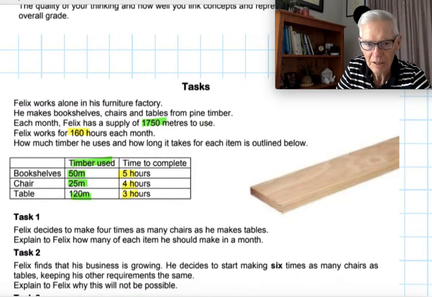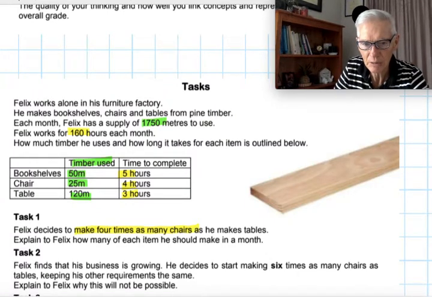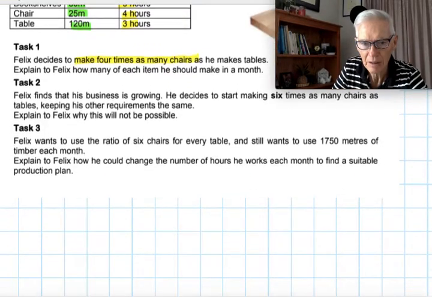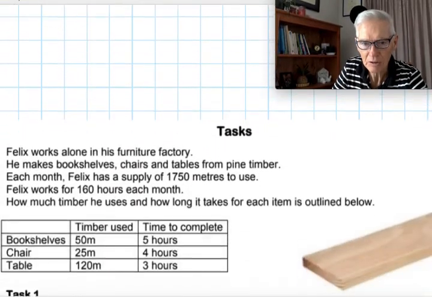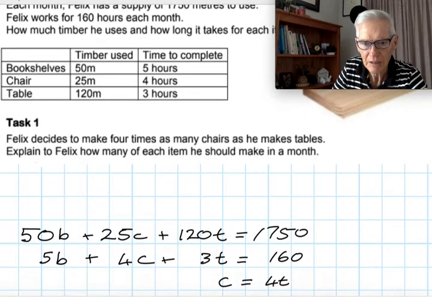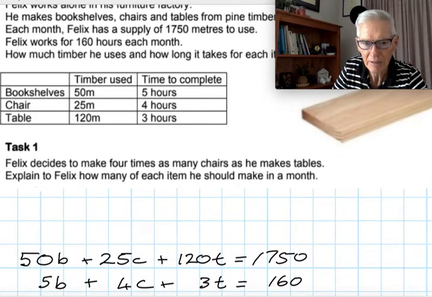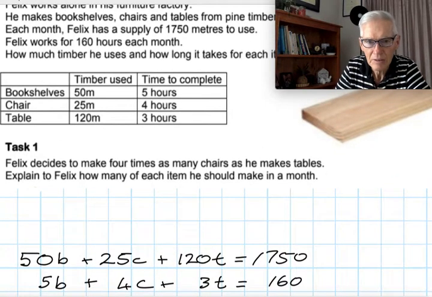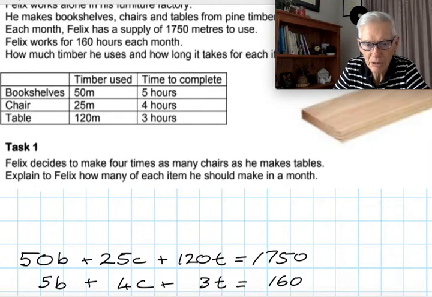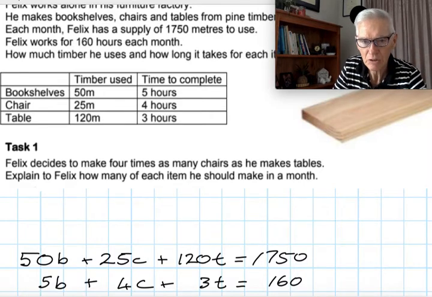Okay, we have a balance equation. He decides to make 4 times as many chairs as he makes tables, so that's our balance equation. So we're going to do task 1 first. So here we have task 1, and here's our first equation. We've explained that we're doing bookshelves B, chairs C, tables T. So there's our first 2 equations.